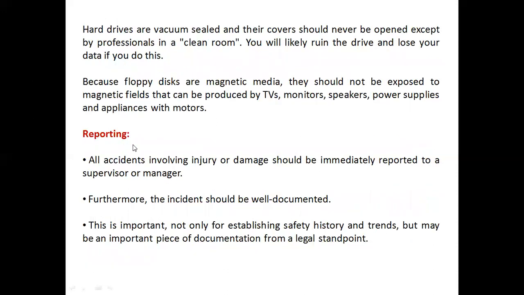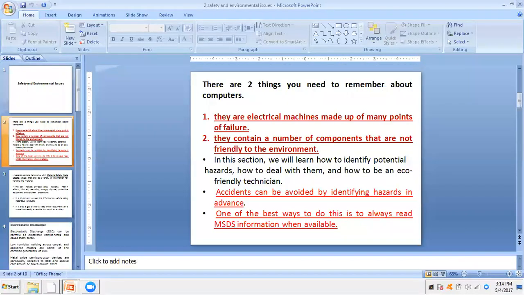Next, reporting. All accidents involving injury or damage should be immediately reported to a supervisor or manager. Furthermore, the incident should be well documented. If some incident or accident happens, the first step is you should inform the supervisor or manager. The second step is that whatever incident occurs, it should be documented, so you can refer to that document in future to avoid that kind of damage. This is important not only for establishing safety history and trends, but may be an important piece of documentation from a legal standpoint. So this is the safety and environmental issues.